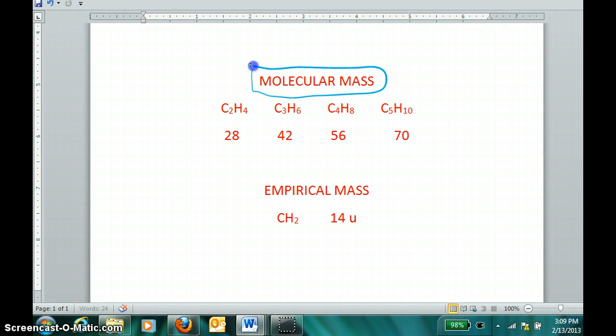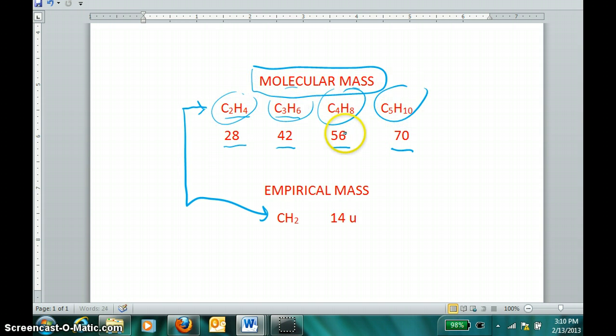We have been talking about molecular masses for some time. Namely, those are the masses of molecules. And clearly here, if I look at ethene, we have a mass of 28, 2 times 12 plus 4 times 1. 3 times 12 plus 6 times 1 gives me a mass of a molecule of propene as 42. The molecular mass of butene is 56, and that of pentene is 70. But notice that every one of these molecules has the same empirical formula. They are all CH2 in their empirical formula.